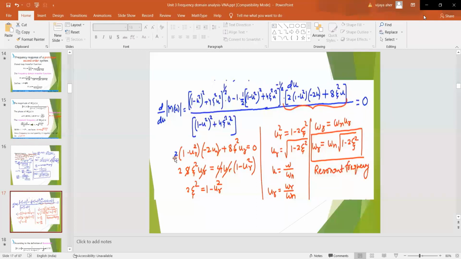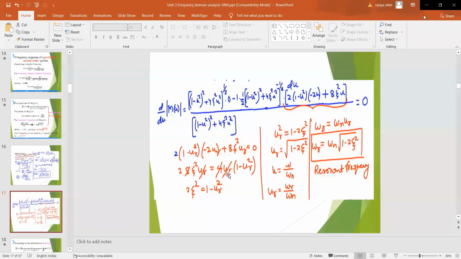So I have written this term is equal to 2 into bracket 1 minus u r. Now we are going to find the resonant frequency. So this u is nothing but now u r, the normalized resonant frequency. So 1 minus u r square into bracket minus 2 u r plus 8 zeta square into u r is equal to 0. Now this is the equation. Now simplify for u r.